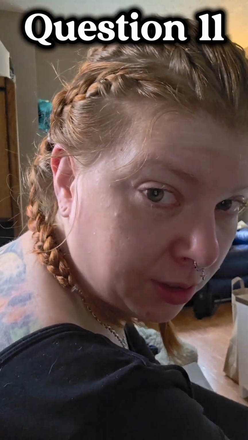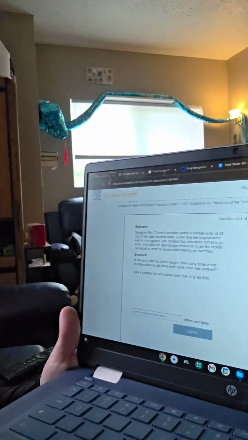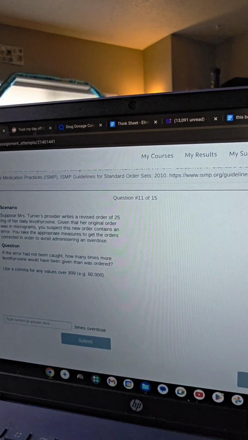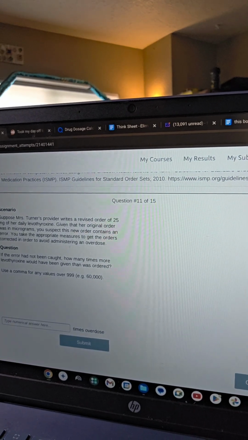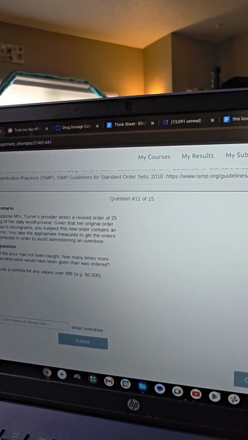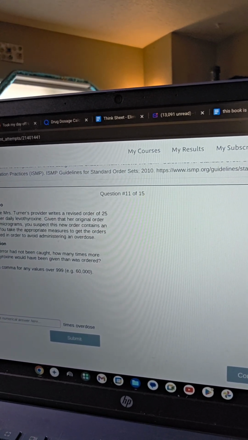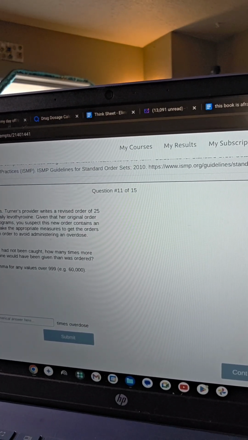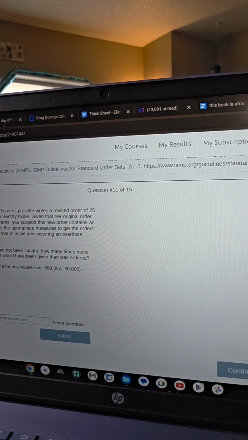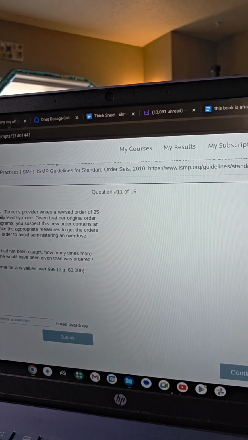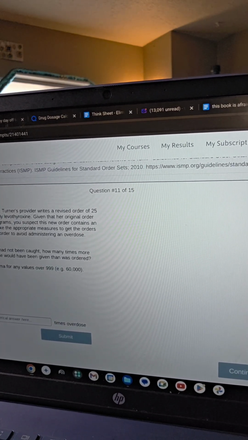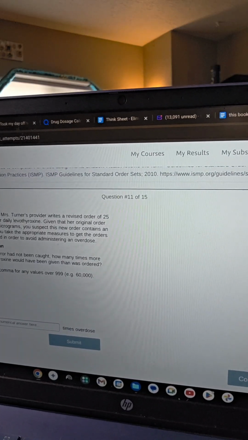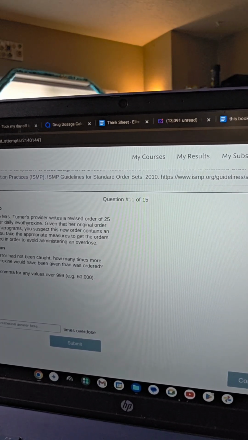Let's move on to question 11. Question 11 is, suppose Mrs. Turner's provider writes a revised order of 25 milligrams of her daily levothyroxine. Given that her original order was in micrograms, you suspect this new order contains an error. You take the appropriate measures to get the orders corrected in order to avoid administering an overdose. If the error had not been caught, how many times more levothyroxine would have been given than was ordered?